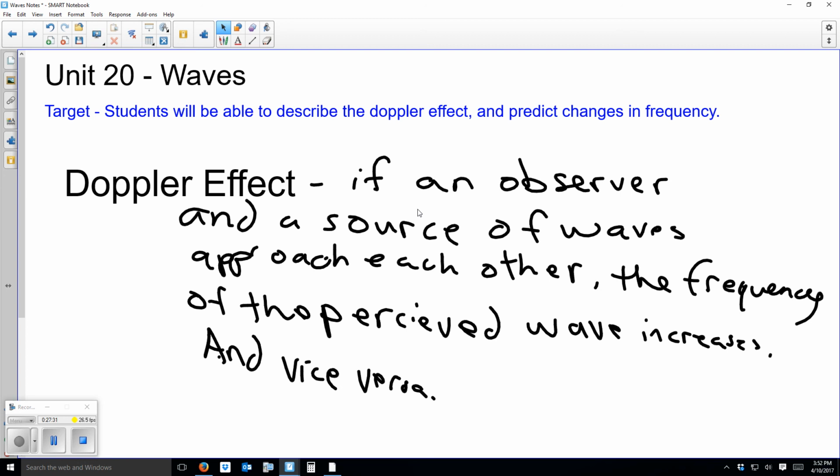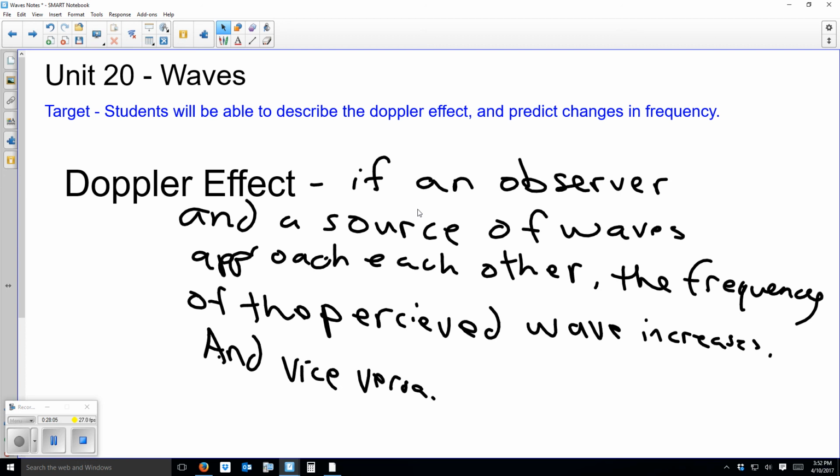The same is true with light. If I am moving towards a source of light, it shifts upwards in frequency, so it might shift from green to blue, or red to orange. And if I'm moving away from something, it would shift my frequency down. So I might go from ultraviolet down to violet, or from red to infrared. So keep that in mind for both of those. It applies to both light and sound. It applies to all waves.